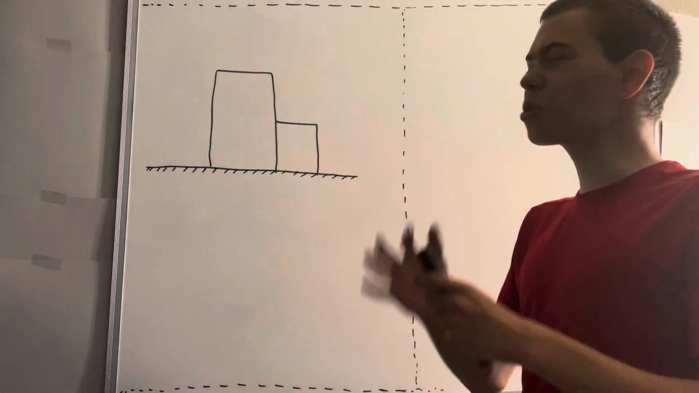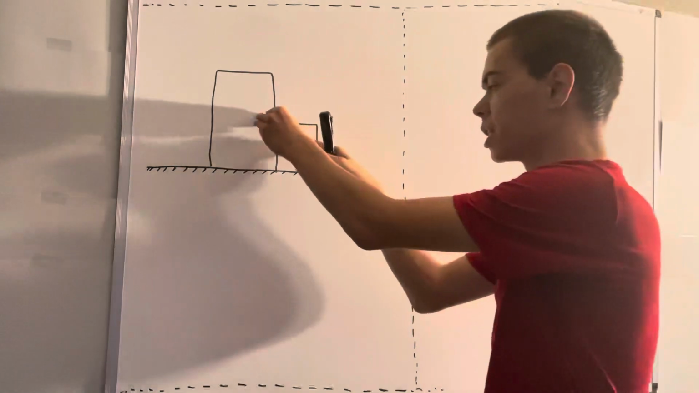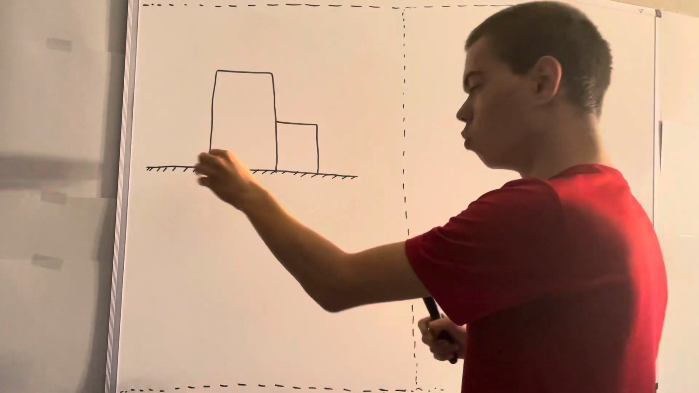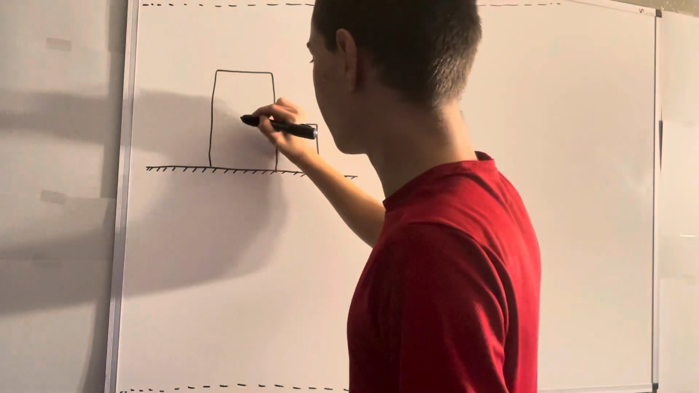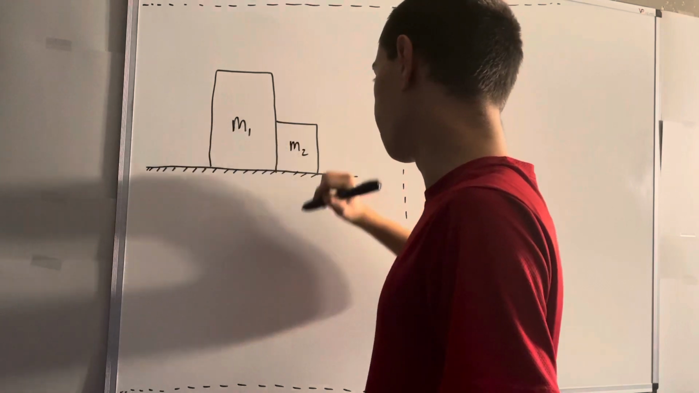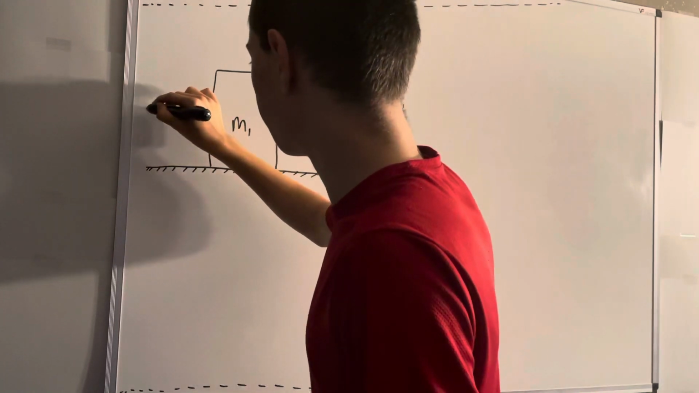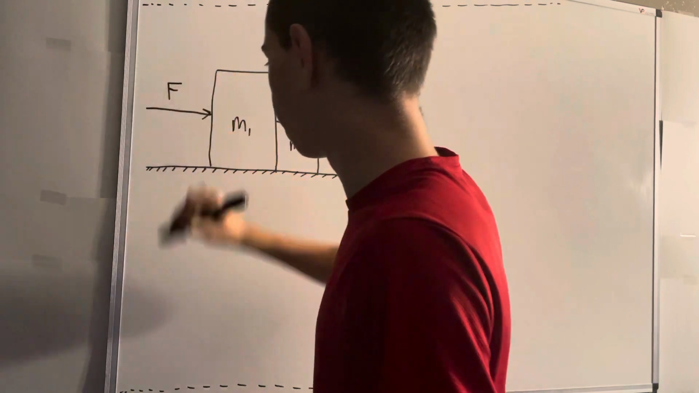In this video, we're going to look at an example with Newton's second law that involves two blocks touching each other on a surface with friction. So basically, we're going to say that the mass of this block is m1 and the mass of this block is m2. And we're going to say we have a horizontal force acting on block 1. We're going to call this force F.